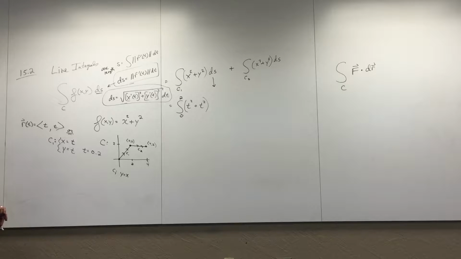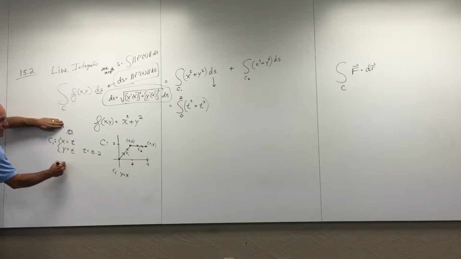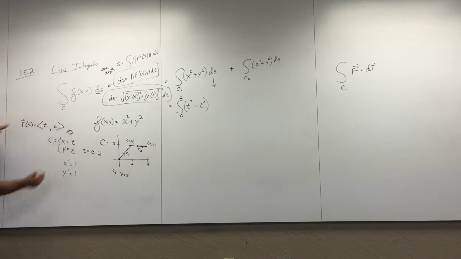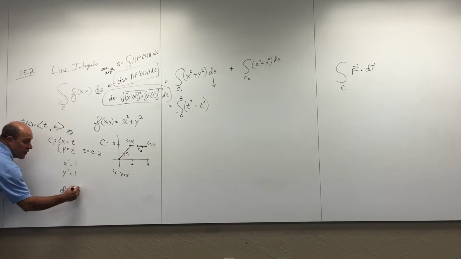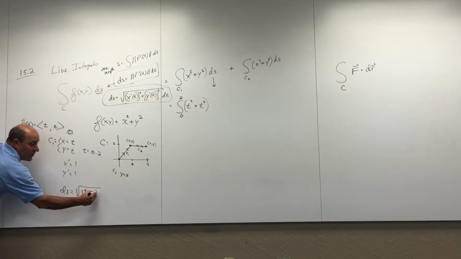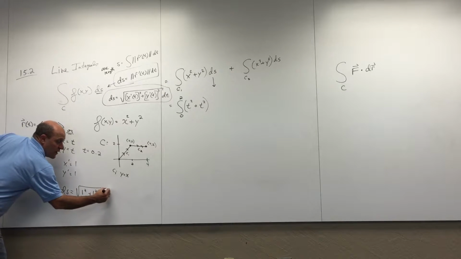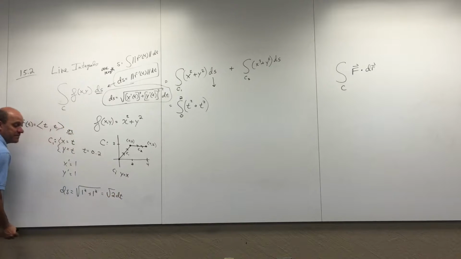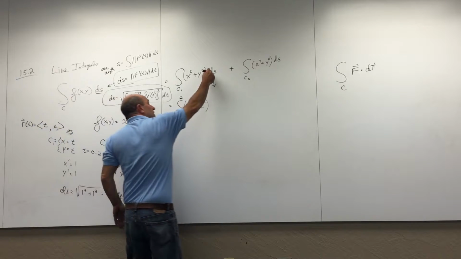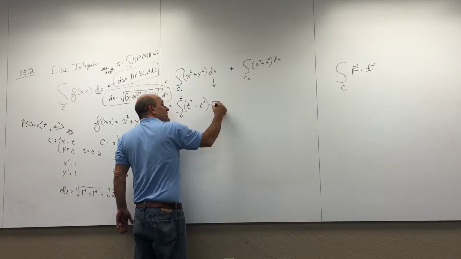So I need that little ds for this right here. That means I need x prime and y prime. Again, I can talk like this or like this, but I really hate to do both all day long. Let's just ignore the r for a second. I need x prime and y prime. What's x prime? 1. What's y prime? 1. Can you find ds then for this problem? ds would be the square root of 1 squared plus 1 squared. Thank you. ds would be the square root of 2 dt. So for this C1, the ds is the square root of 2 dt.